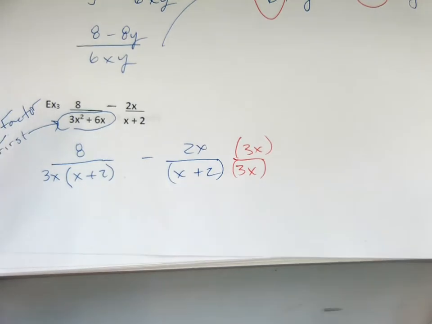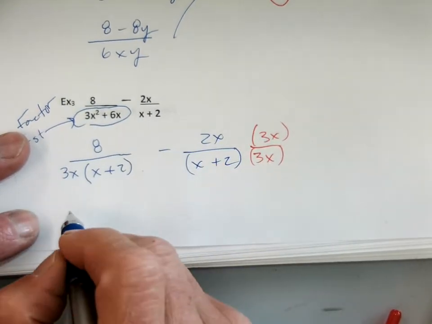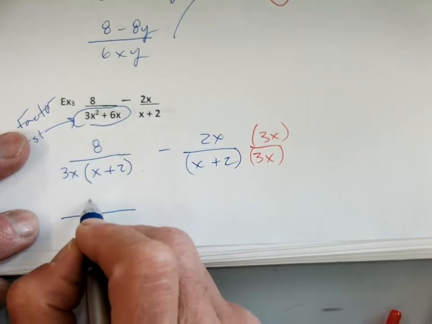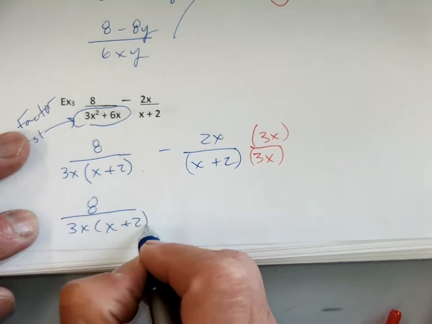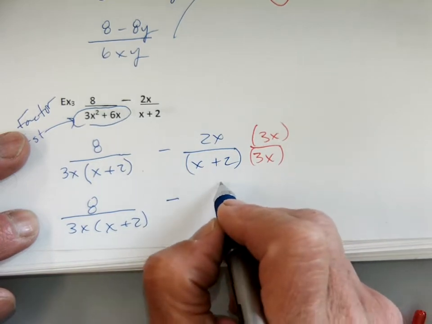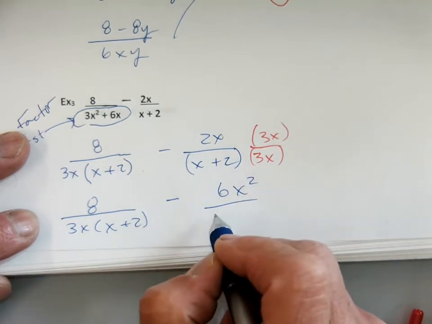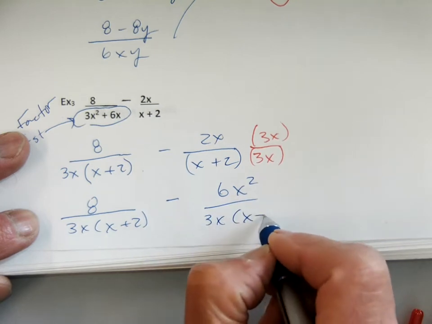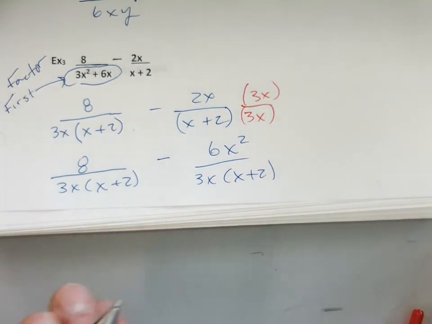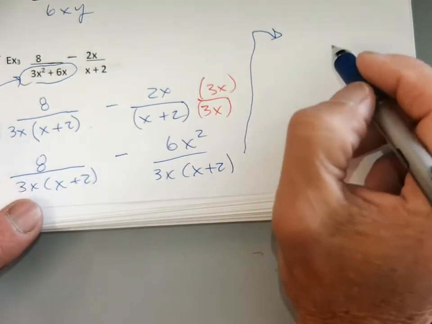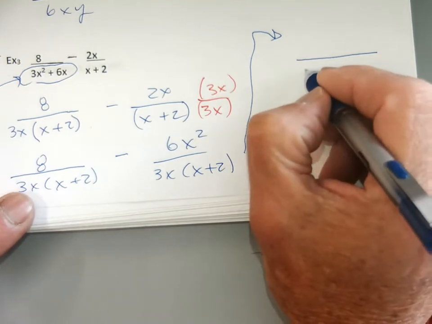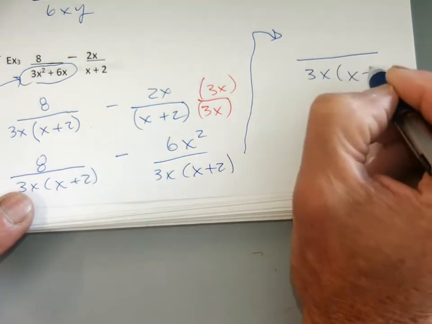All right, good. So I have my common denominator of an 8 over 3x times an x plus 2, minus a 6x squared over a 3x times an x plus 2, right? I'm not done because I'm going to subtract them now. Well, good, I have a common denominator. I'm going to bring this over here because I'm running out of room. So I have my common denominator of 3x times an x plus 2.